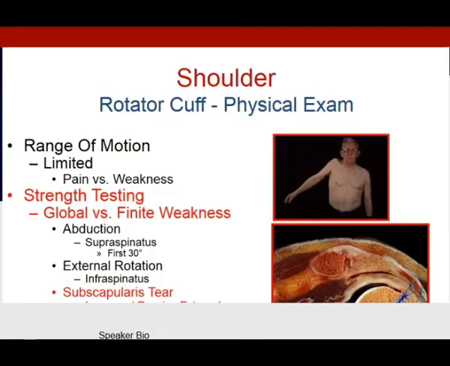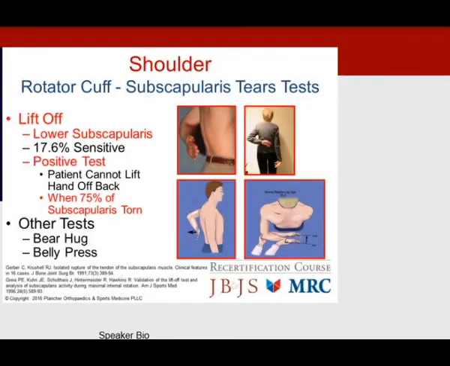If one cannot initiate the first 30 degrees of abduction, it's the supraspinatus that's affected. If external rotation is affected, it's the infraspinatus. And if the subscapularis is torn, it's increased passive external rotation with the arm at the side, with decreased internal rotation strength. Speaking of the subscapularis, it's important to diagnose on physical exam, and there are several tests that we can use.